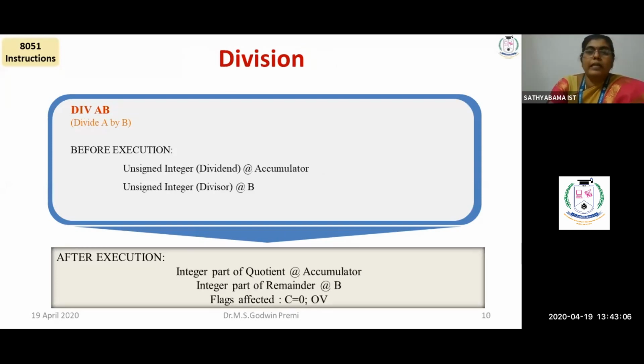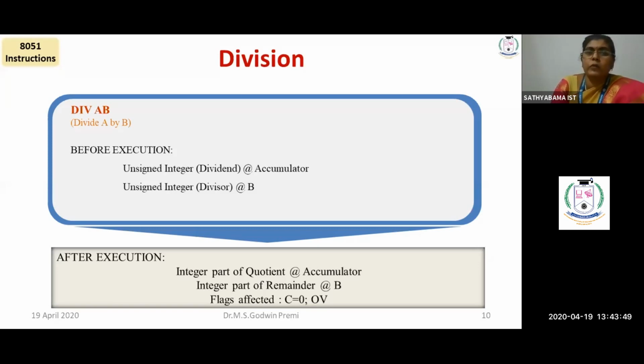Coming to the next instruction, that is DIV space AB. Just like multiplication, here also we use the operands without a comma. DIV is the mnemonic, space AB. The meaning is divide A by B. So here the dividend is stored in the accumulator and the divisor is stored in the B register. Here also we are going to perform only integer division. So an unsigned integer dividend value is stored in the accumulator, and also an unsigned integer which is acting as a divisor is stored in the B register.